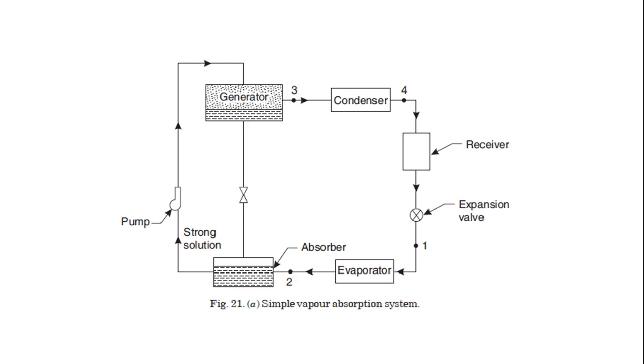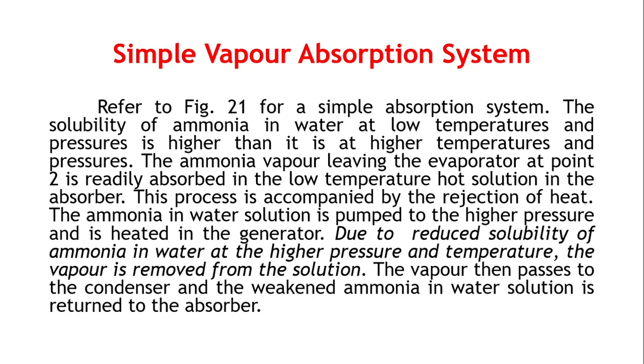In the condenser it is cooled and then goes to the receiver. In the expansion valve, it is throttled to low pressure and low temperature, whereas the gas coming into the evaporator will come in contact with the heat of the surroundings, cooling it, and is then sent to the absorber. This is the cycle of the vapor absorption refrigeration system. This is a simple absorption system.